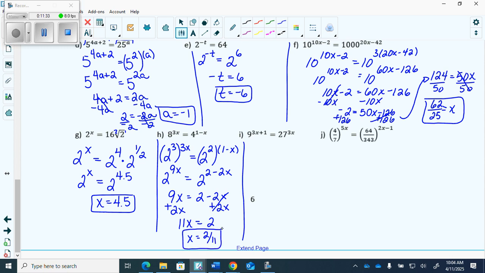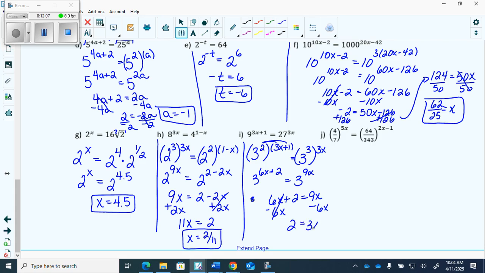This one, we can make them both be base 3. 9 is 3 squared, to the 3x plus 1. And 27 is 3 to the 3, to the 3x. So I'm going to get 3 to the 6x plus 2 equals 3 to the 9x. 6x plus 2 equals 9x. Guys, 5 please. Minus the 6x. 2 equals 3x. X equals 2/3.